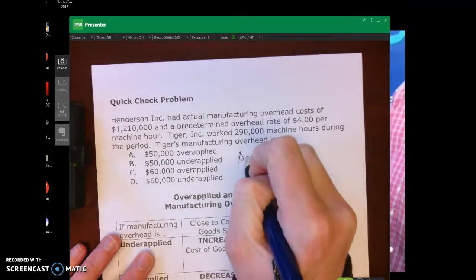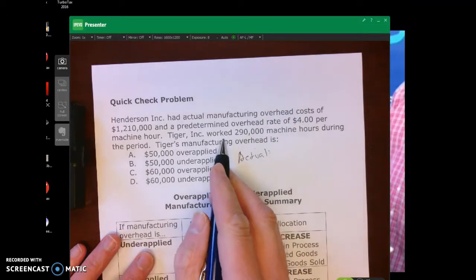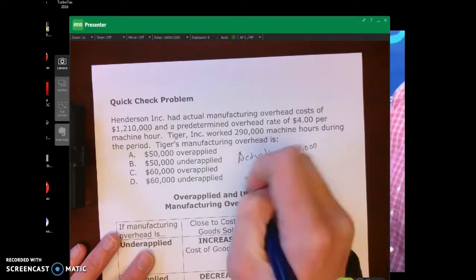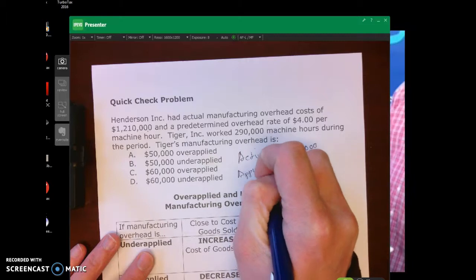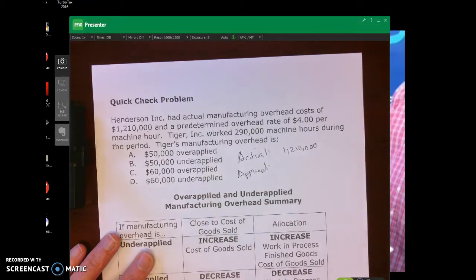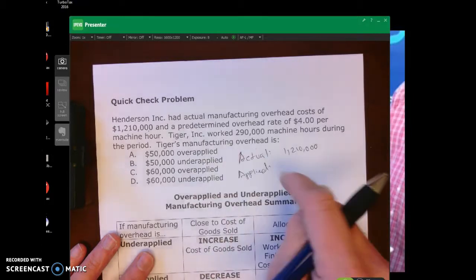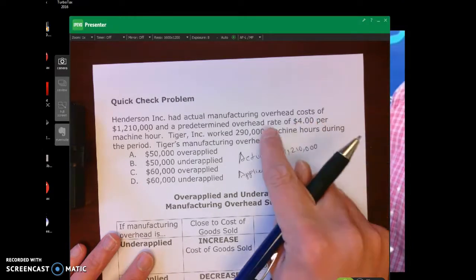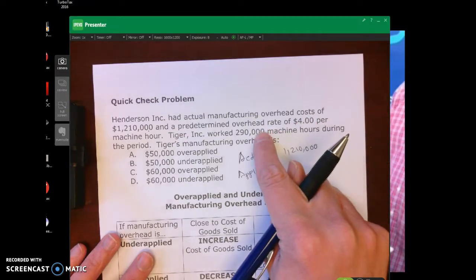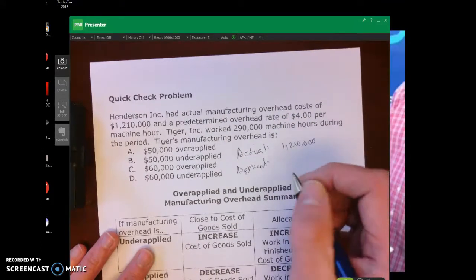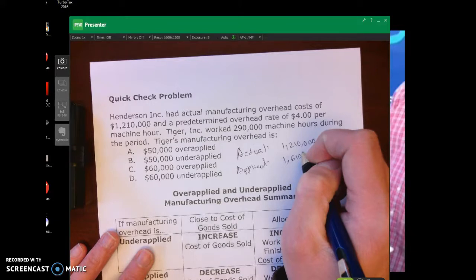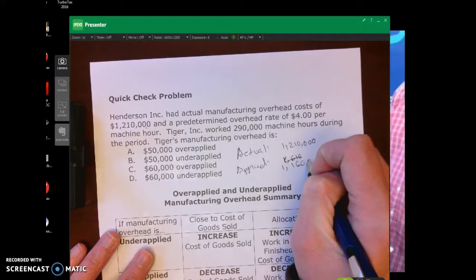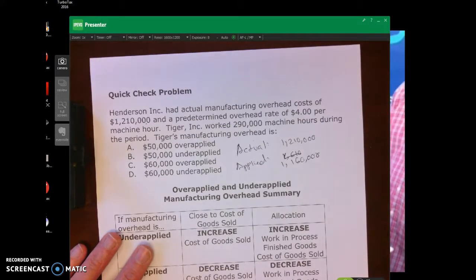So first thing we're going to do is say our actual overhead is equal to our $1,210,000. Our applied overhead: the way we apply overhead, recall, is to calculate the predetermined overhead rate, which has already been calculated for us, and multiply the predetermined overhead rate times the amount of allocation base used. So 290,000 times the 4 gives us $1,160,000. Okay, so we applied $1,160,000.